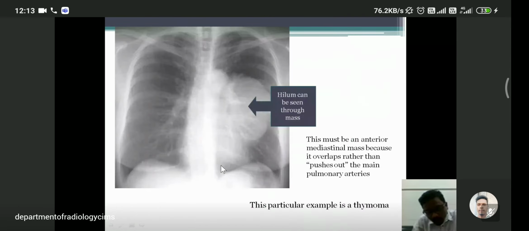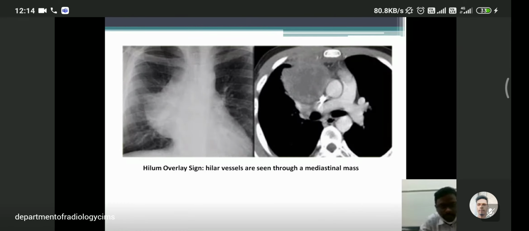For example, here is a large mass we can see in the left middle lung zone, through which we can clearly see the hilar vessels. So it indicates this is not arising from the hilum. This is not a hilar mass, but a mediastinal mass through which we can see the hilar vessels. Particularly, this is the case of a thymoma, that is an anterior compartment mass.